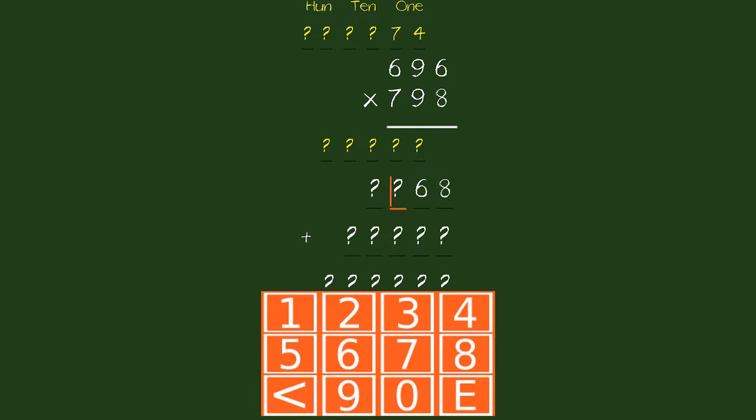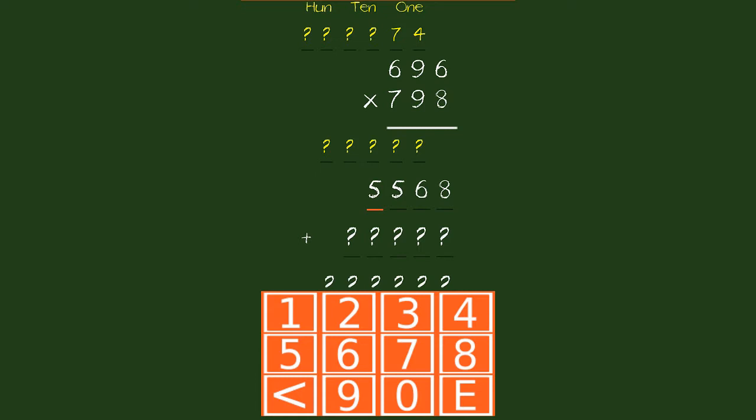Touch the question mark in the hundreds answer location and the 5 on the keyboard to put a 5 in the hundreds answer location, and then the question mark in the thousands answer location and the 5 on the keyboard to put another 5 in the thousands answer location.